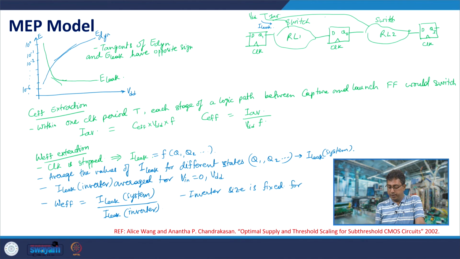This is for reference, but it should not be minimum sized. Otherwise, narrow width effects dominate, inverse narrow width effect or narrow width effect.